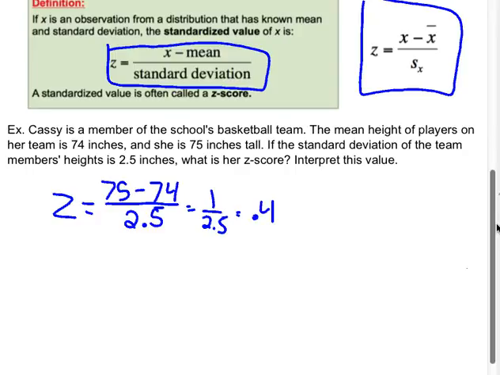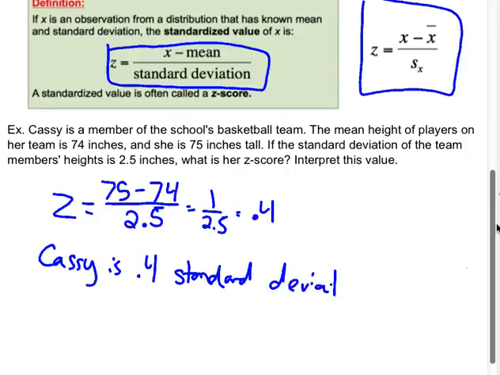So, 0.4. Now, what does that mean? The most important thing is understanding what these values are actually telling us. What this is telling me is Cassie is 0.4 standard deviations above the mean. How do I know it's above? Because the z-score is positive. That's really all a z-score is doing, counting how many standard deviations you are above or below the mean.